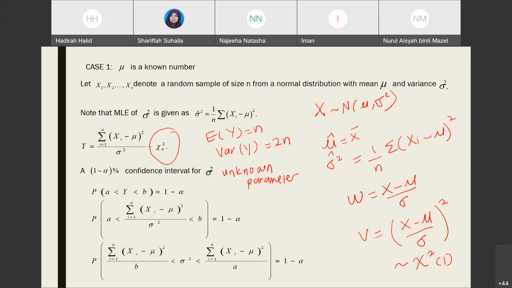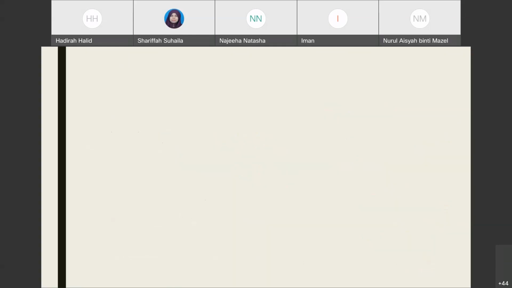So you need to estimate your sigma square. Again, you need to find probability 1 minus alpha. For the chi-square distribution, if you recall, or you can refer to your stats table, there is the curve. The chi-square distribution is called a skewed distribution, which means it is not symmetric.